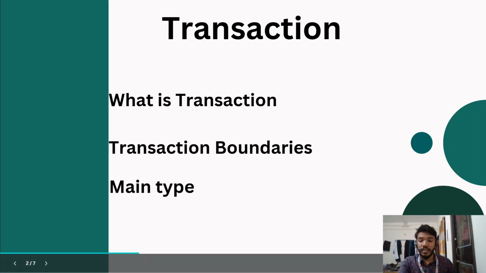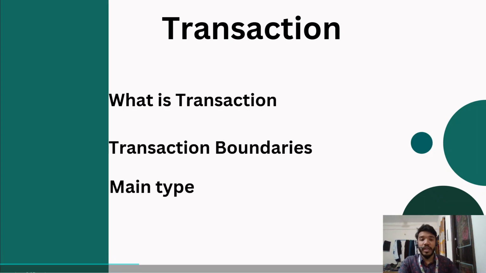And the second one is transaction boundaries. A transaction boundary has a beginning and an end. A transaction begins when one of the following events takes place: the first SQL statement is executed after connecting to the database, or a new SQL statement is issued after a transaction is completed. The transaction ends when a commit or a rollback statement is issued.